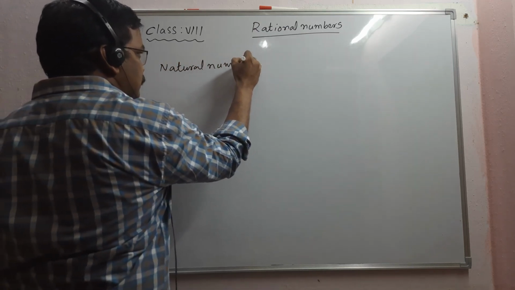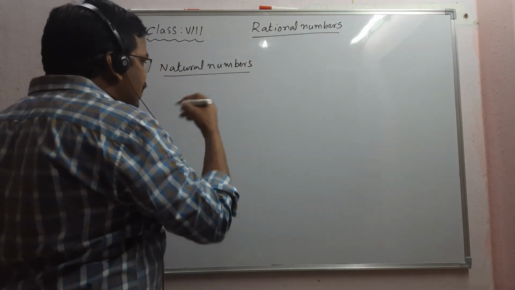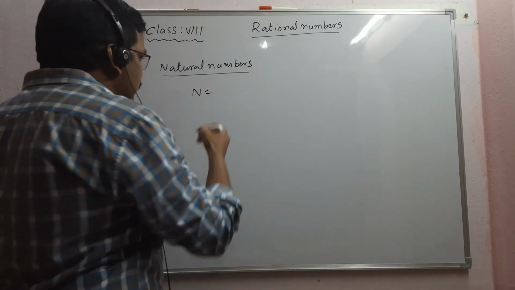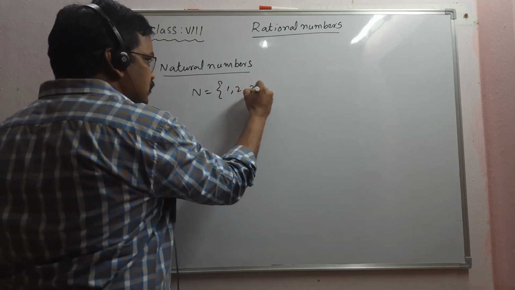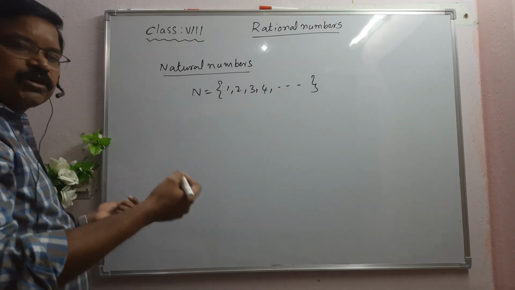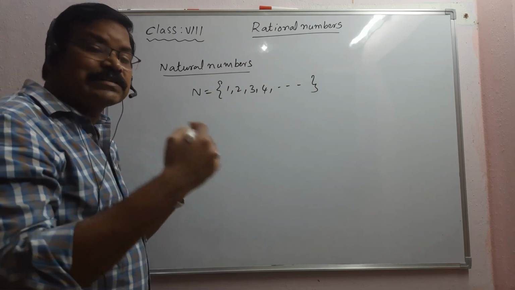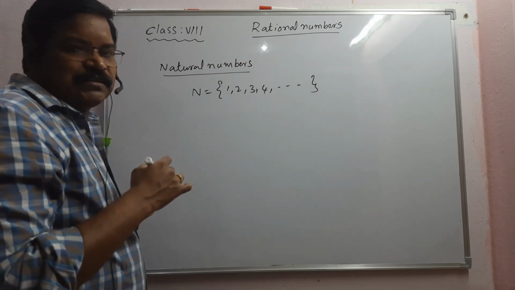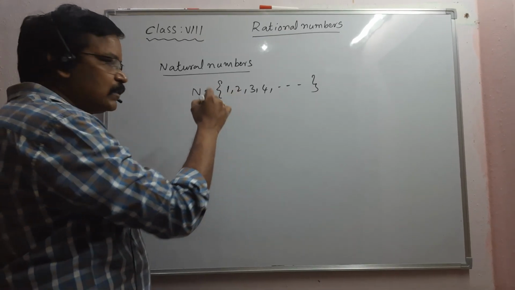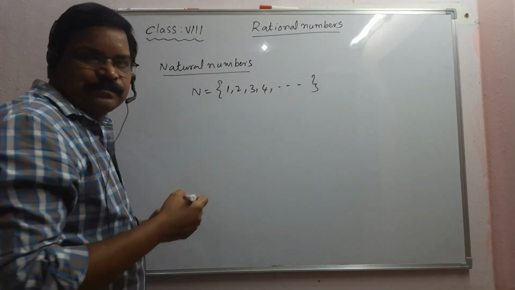Natural numbers. What are natural numbers? Natural numbers means generally we deal with these numbers every day in our daily life. So 1, 2, 3, 4 and so on. These numbers are called natural numbers. This is called an infinite set. It's not finite. So the least natural number is 1, and the last one we can't say.